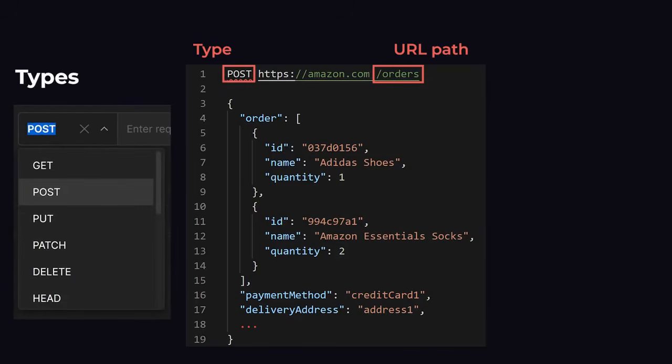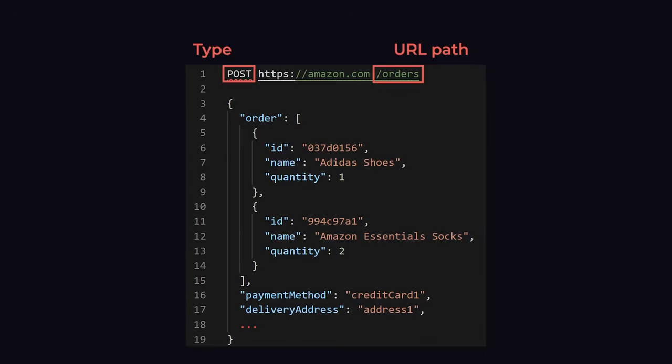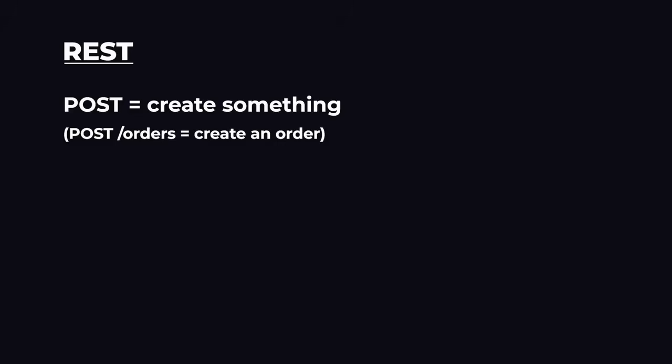So we mentioned earlier that we can identify a request using a type and a URL path. There are several types we can choose from, such as post and put and delete, and the URL. So why in this example do we choose post slash orders? This is just a naming convention for our request, and this naming convention is called REST, representational state transfer.